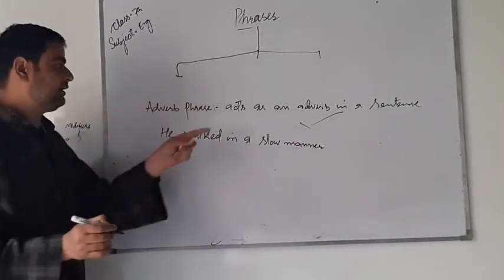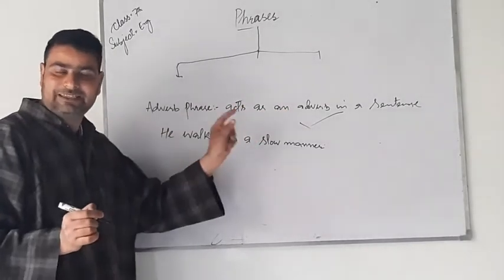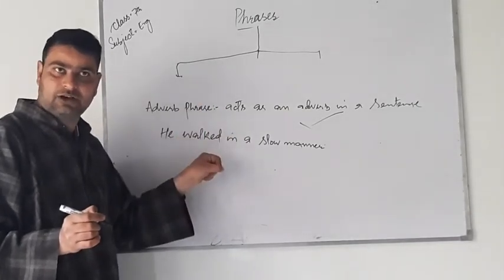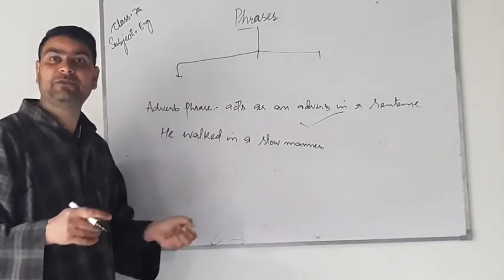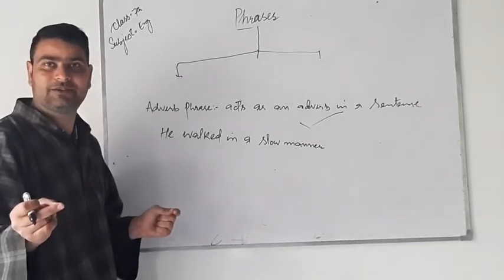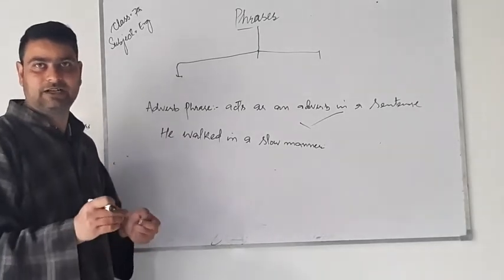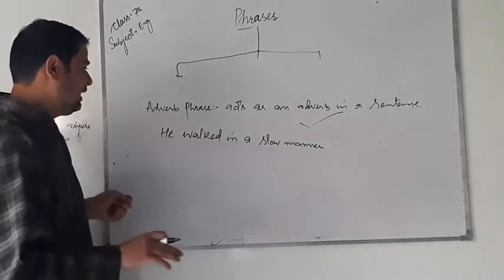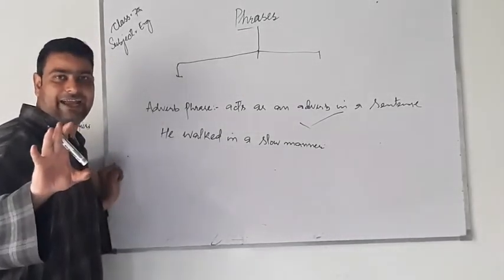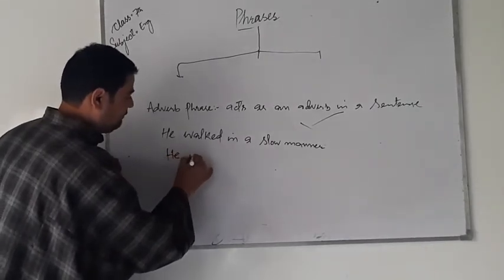Let me tell you what an adverb is first. Adverb is that word which qualifies, describes, or adds something to the meaning of the verb. It adds something to the meaning of the verb, qualifies a verb, describes a verb. And let us see here. You have already read adjectives. Look, I will write one more example. He walked slowly.